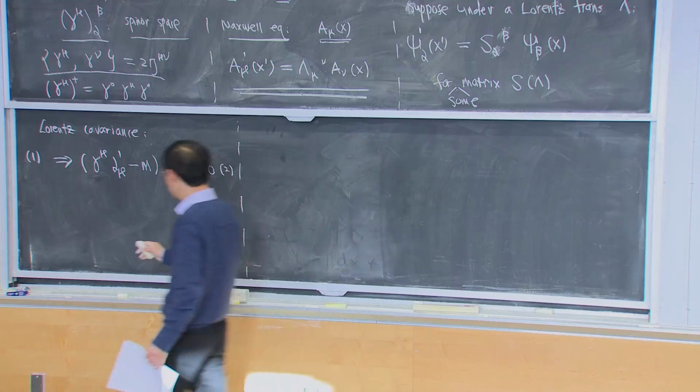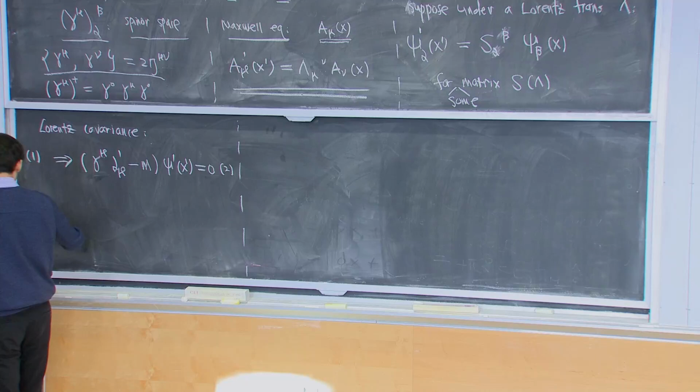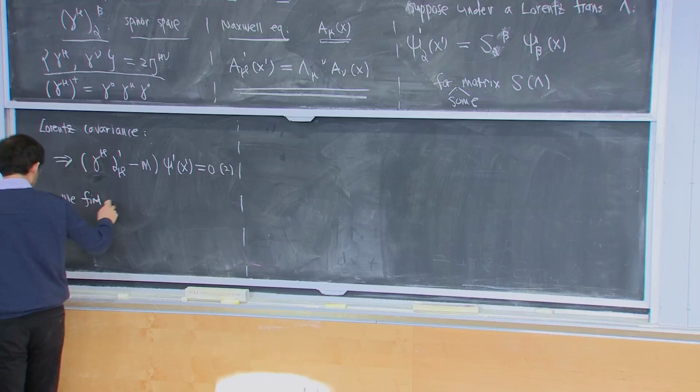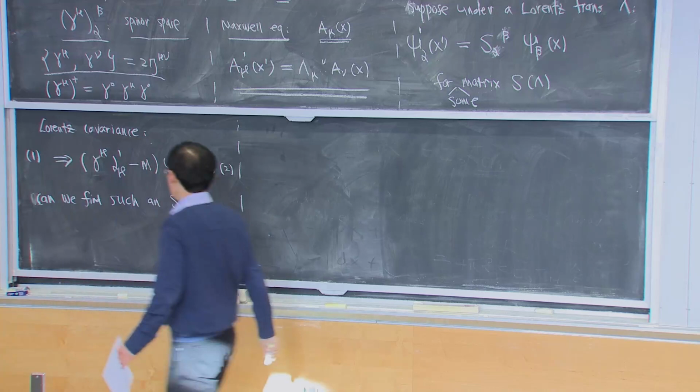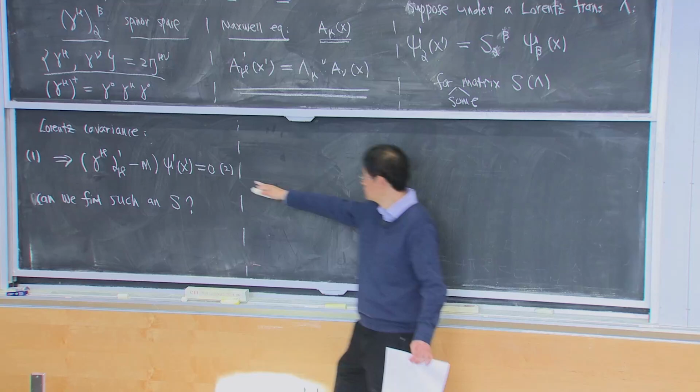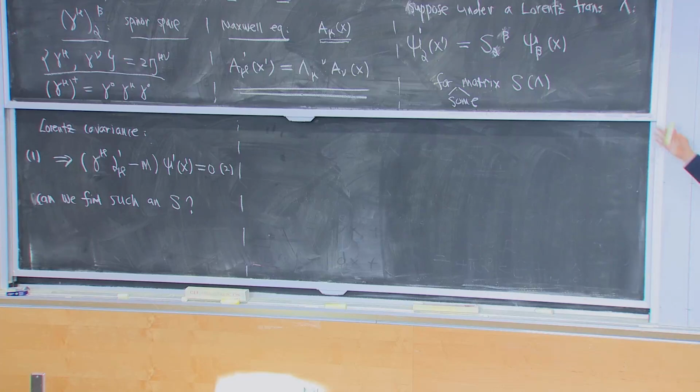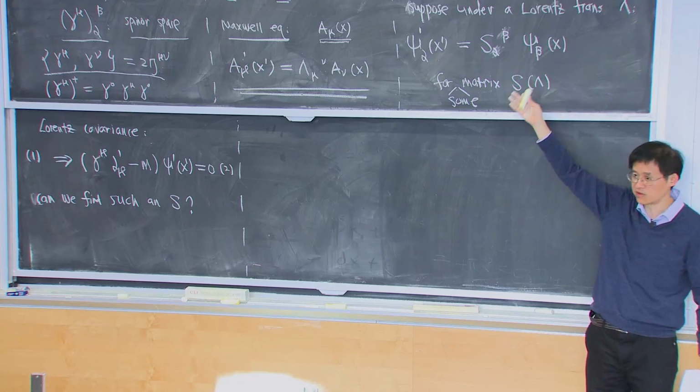can find such an S. The question is, can we find such an S? Okay, so if we can find such an S, for which this is true, then we say the Dirac equation is Lorentz covariant. And this is how the Dirac field should transform. So this psi is normally called the Dirac field.